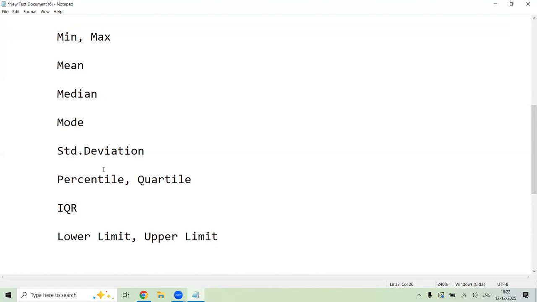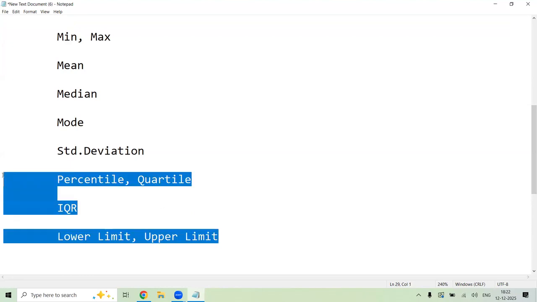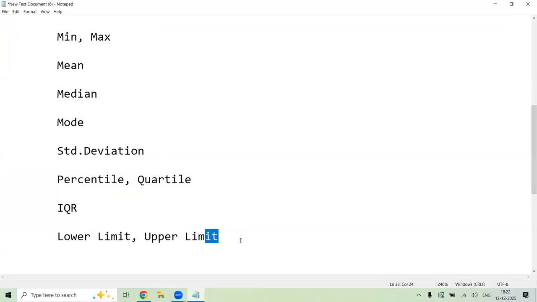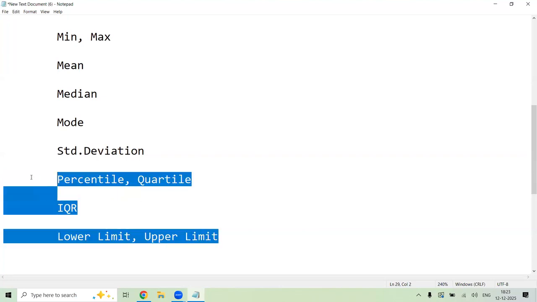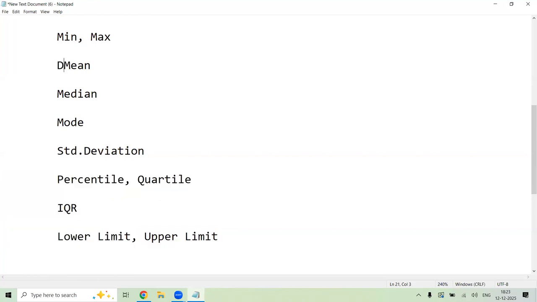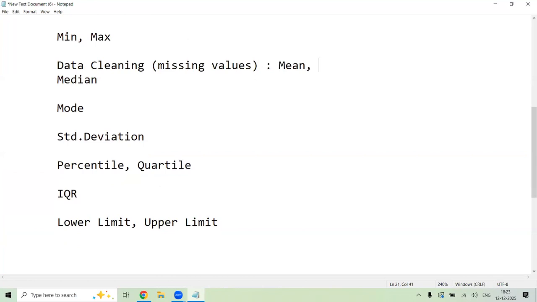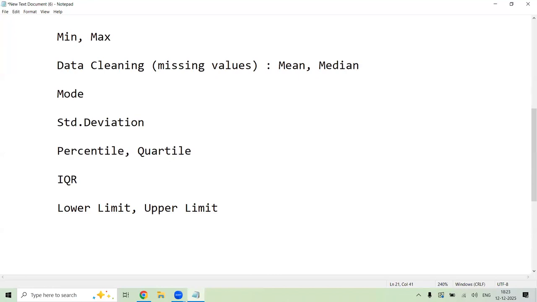These are the various statistical measures, and we use them for calculating outliers. To calculate outliers we should know the lower limit and upper limit, so we should know the IQR, and to understand IQR we require quartiles. So these are used for data cleaning involving outliers. And for treating missing values, we require the mean, median, and mode: one is mean, second is median, and third is mode.